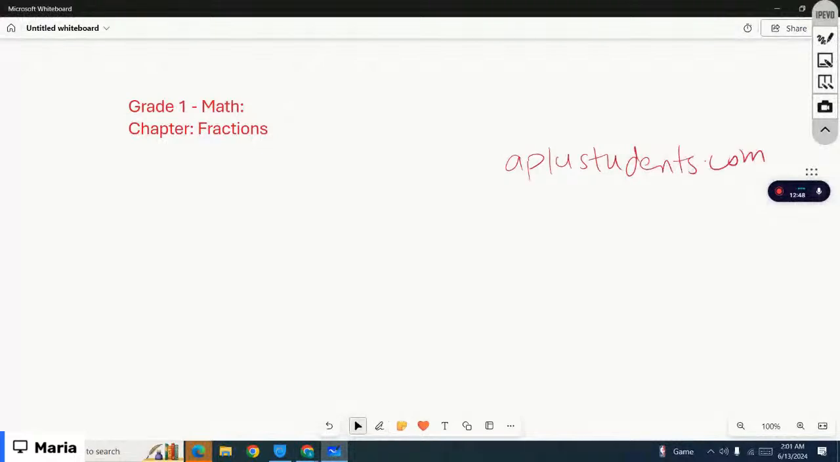You have to log in there using your email address and password as provided by the administrator. Then you have to select math from the subject tab. Scroll down to grade 1 and then click on view all lessons. There you can find a list of the chapters. We're going to start with the chapter fractions.